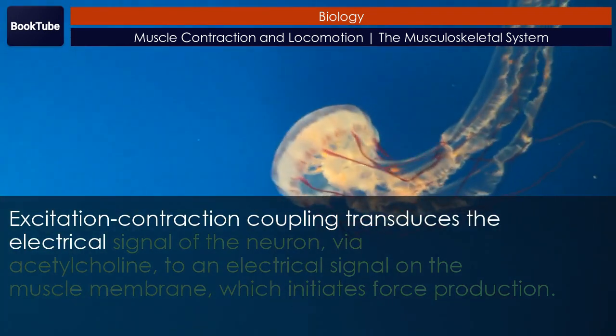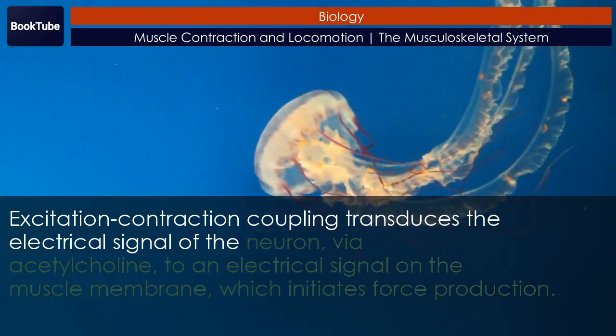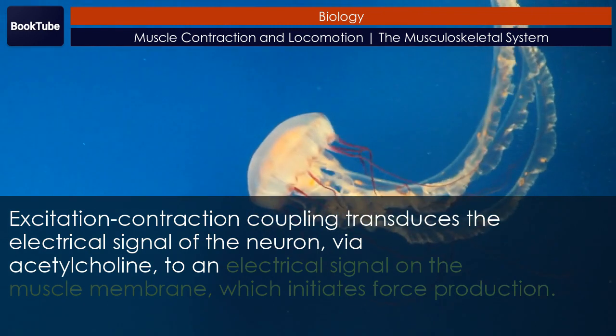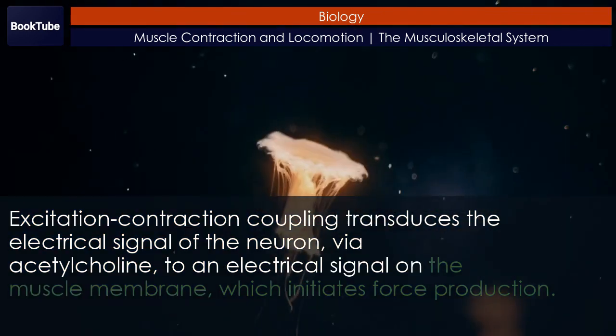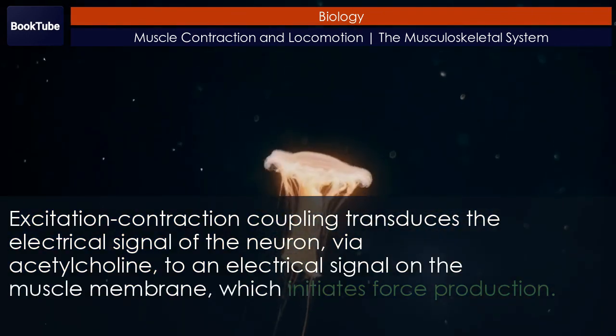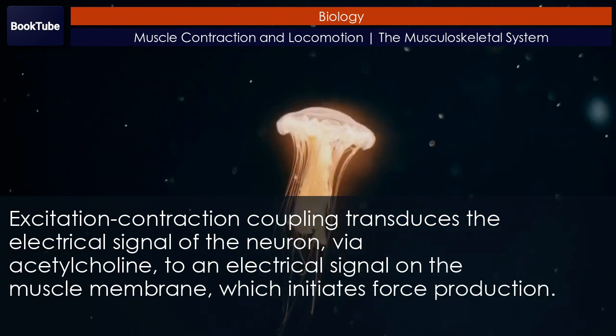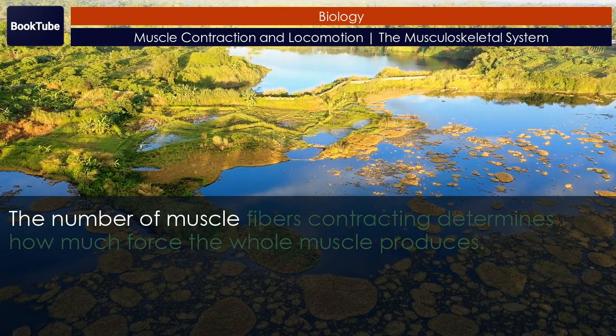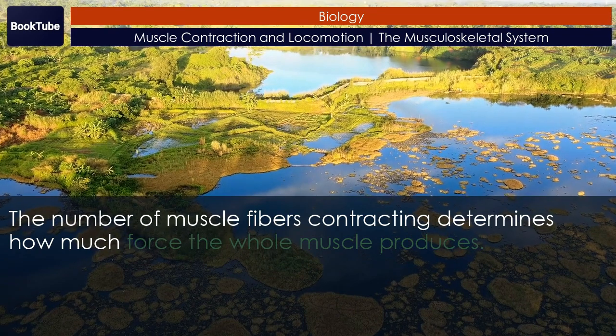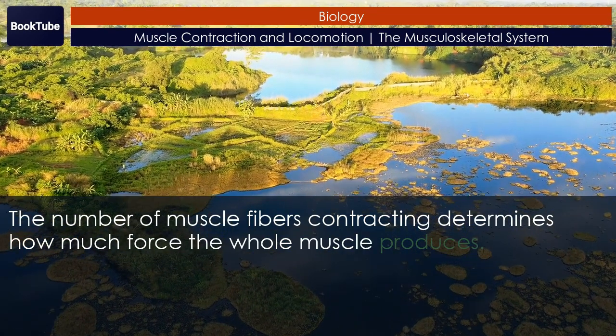Excitation-contraction coupling transduces the electrical signal of the neuron, via acetylcholine, to an electrical signal on the muscle membrane, which initiates force production. The number of muscle fibers contracting determines how much force the whole muscle produces.